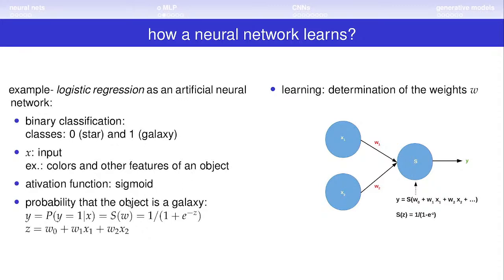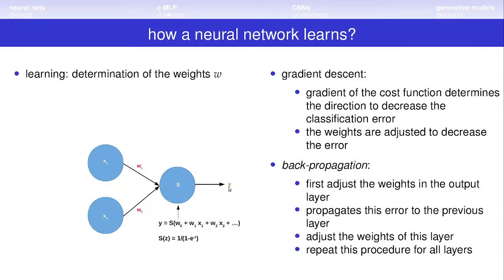And in this case, the probability that the object is a galaxy, the probability that y equals 1 given x, is given by the sigmoid function as we have seen yesterday. In the case of two inputs, the z that appears here in the sigmoid function has a linear form. So, given an input, the network computes the sigmoid function, producing a number between 0 and 1, which is interpreted as the probability of the object being a galaxy.